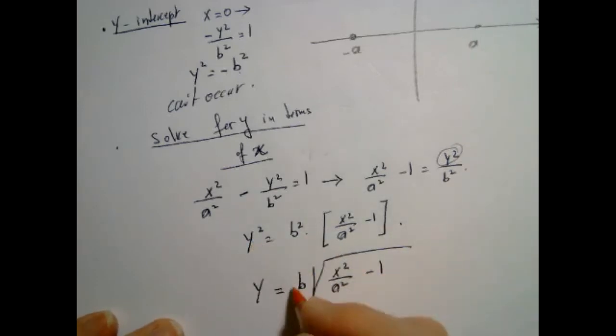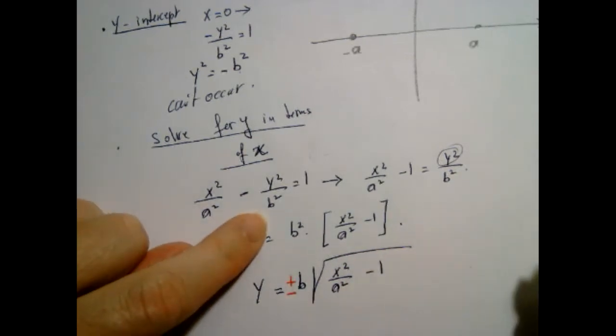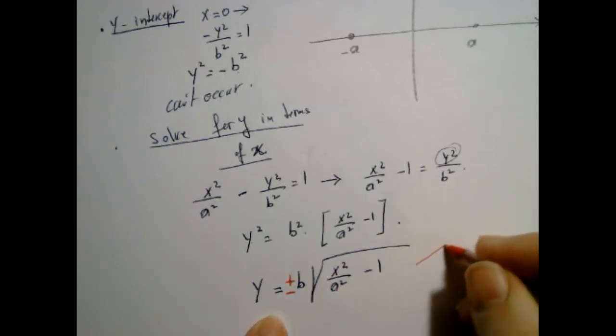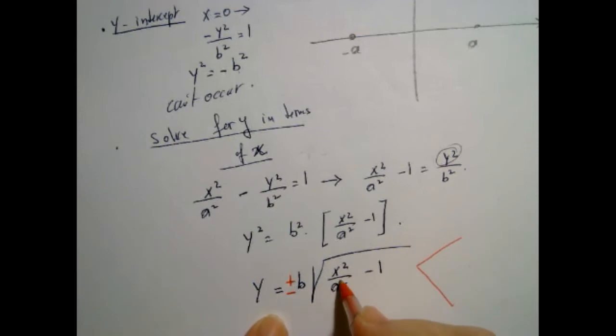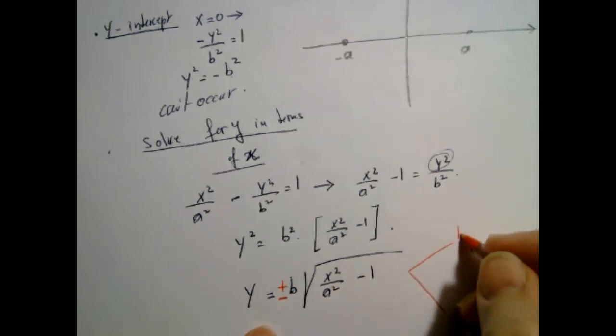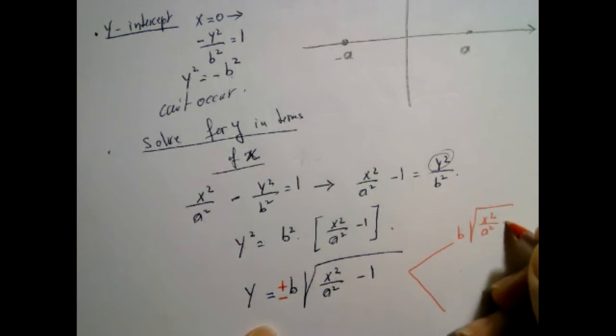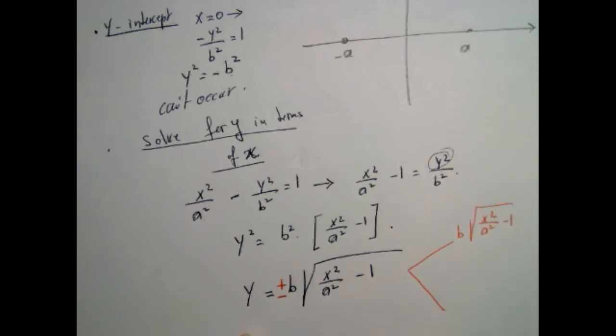Okay, if y squared equals that, it means y is plus or minus. So when we're solving for y, it means that for every value of x, for each x, I have two values of y: one positive value, and one negative value.